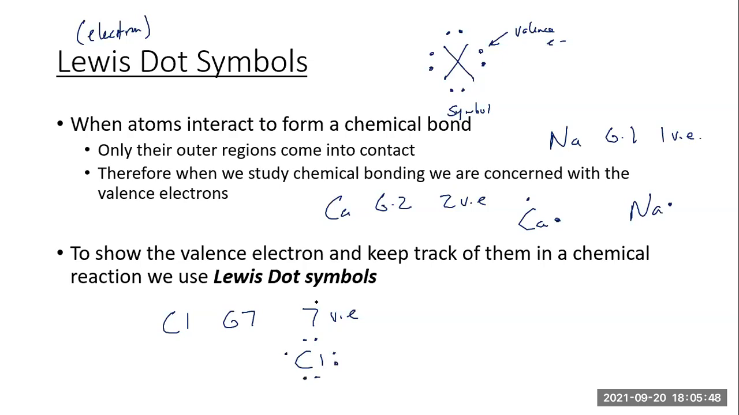Is there any rule as to how you do this? Not really. Most people kind of go around and then go back and pair up. The only real rule is no more than 2 per side. That maxes out at 8 electrons, which is a very important number in bonding, as we will talk about, but really no real rule other than don't put more than 2 dots per side. Any questions on that?